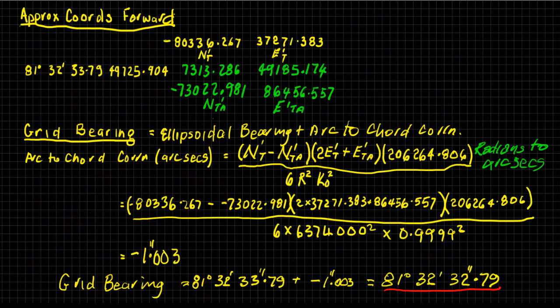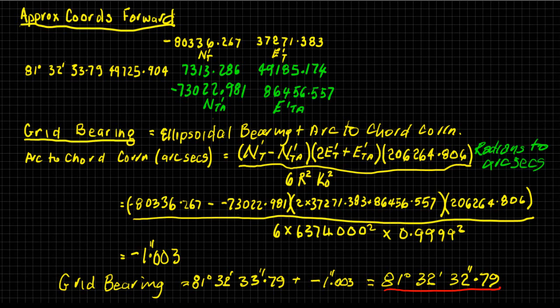Alright, first up, what we're going to do is calculate the approximate coordinates of the forward station. So we put in our ellipsoidal bearing and ellipsoidal distance, and we run that out using a straight polar to rectangular reduction, and that enables us to calculate the coordinates of the forward mark.